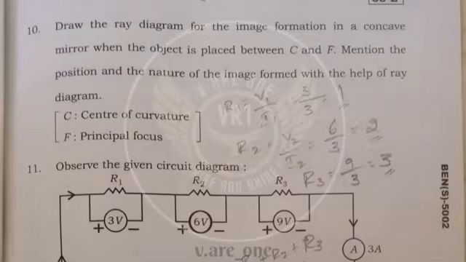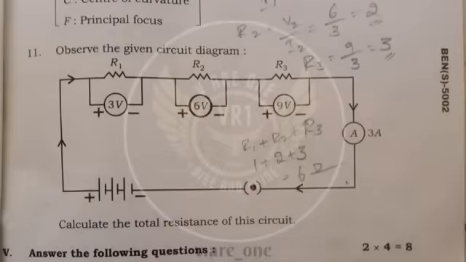Tenth question, you need to draw a ray diagram when the object is placed between C and F, and then you need to write the nature of the image. Then you have to calculate the resistance. They have given potential difference and current, so you have to find R1, R2 and R3. Then you have to find the total resistance connected in series.